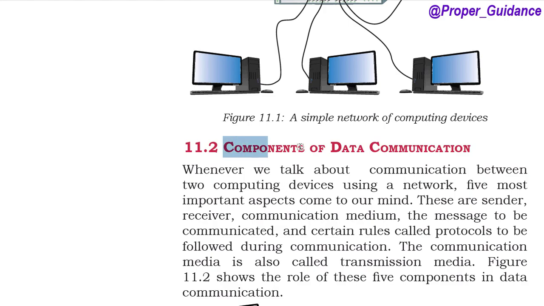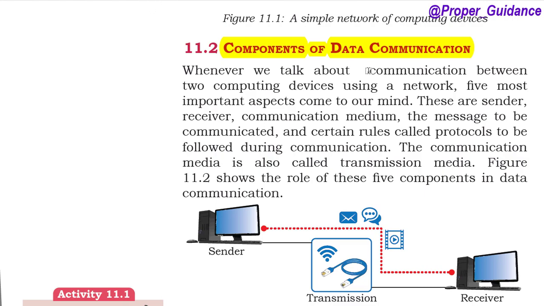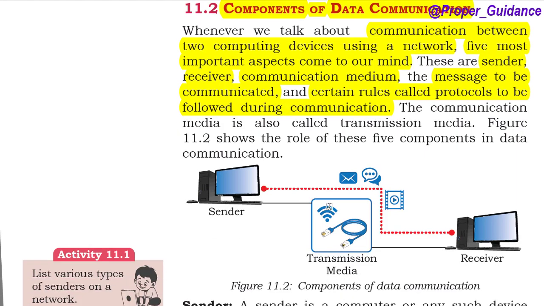Now, components of data communication. What do we mean by components of data communication? Whenever we talk about communication between two computing devices using a network, five most important aspects come to our mind. These are sender, receiver, communication medium, the message to be communicated, and certain rules called protocols to be followed during communication. The communication medium is also called transmission media. The same thing, transmission media or communication media.